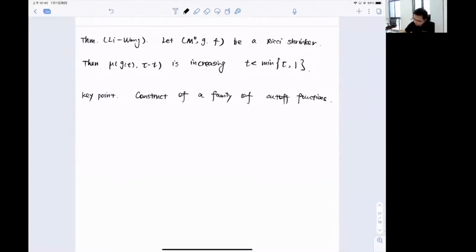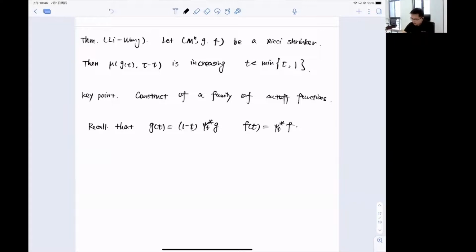Now here, recall that for a Ricci shrinker, we have a family of diffeomorphisms psi_t so that the flow g_t is equal to 1 minus t times psi_t star g. So this is the Ricci flow associated with respect to the Ricci shrinker. Now we can also define a potential function at the time t as the pullback of our original potential function f.